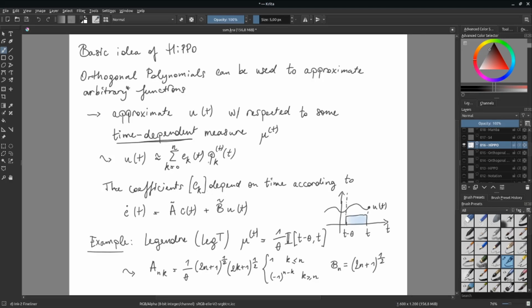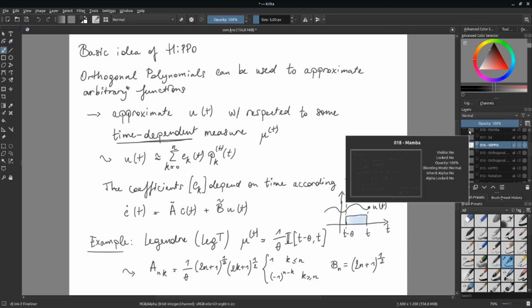Now I have my coefficients that depend on time, and it turns out that they follow an ODE, a system of ODEs. C dot is equal to A tilde times C plus B tilde times u. For example, if you had the Legendre polynomials, the measure slides through time, so it's the uniform measure on t minus delta to t. I only look at delta before, up to delta before t. In that case, I can explicitly compute this matrix, and they do that in the HiPPO paper, and it's something like this. That general recipe works for any other polynomial basis, but depending on the actual basis, you may have other problems like numerical stability that I think they mention in the HiPPO paper, or the S4 paper. Anyway, that's the rough idea.